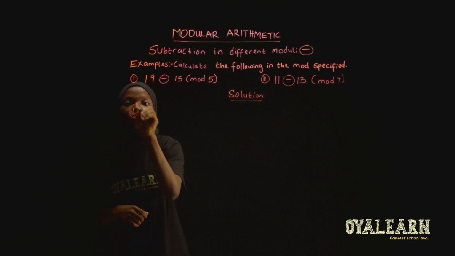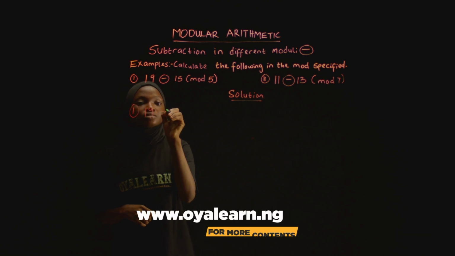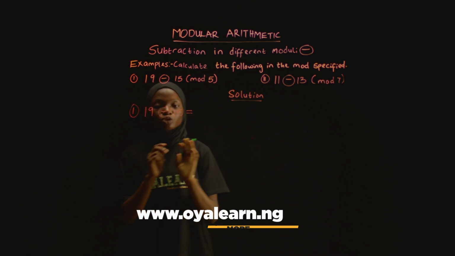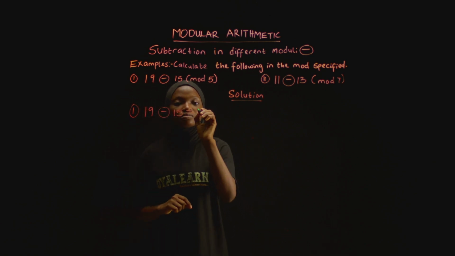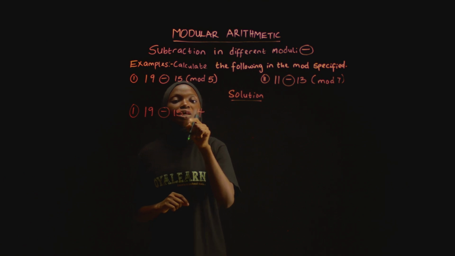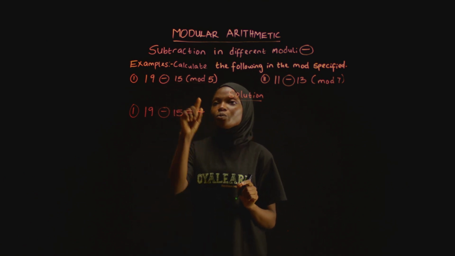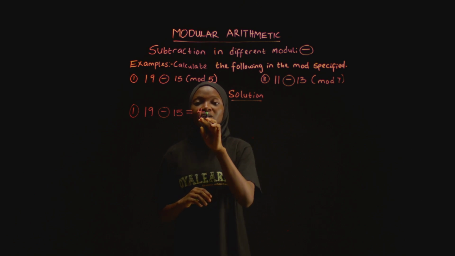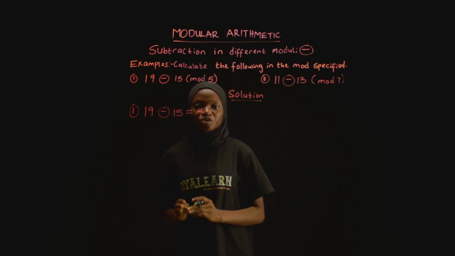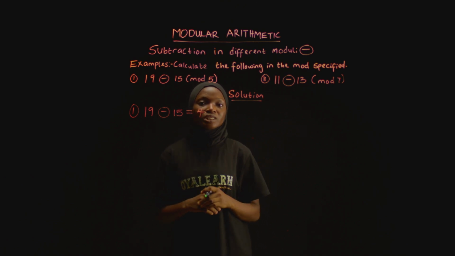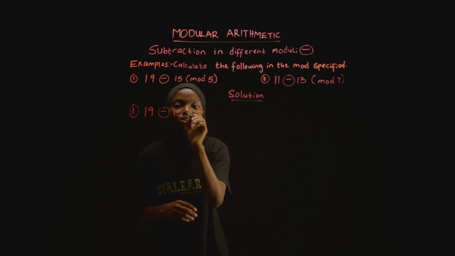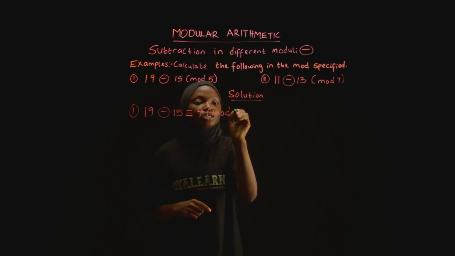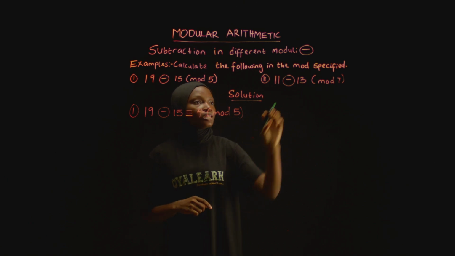The first example, we have 19 minus 15. The first thing we have to do is subtract normally. 19 minus 15 gives us 4. Now this 4 is already a number we can have in mod 5, so we don't need to convert it again, because when we divide 4 by 5, we have 0 remainder 4. So the remainder 4 is still standing. That means this is just our final answer, equivalent to 4 in mod 5.